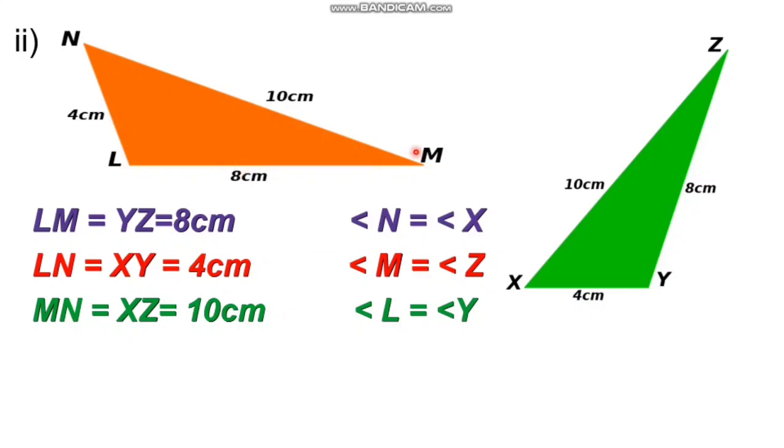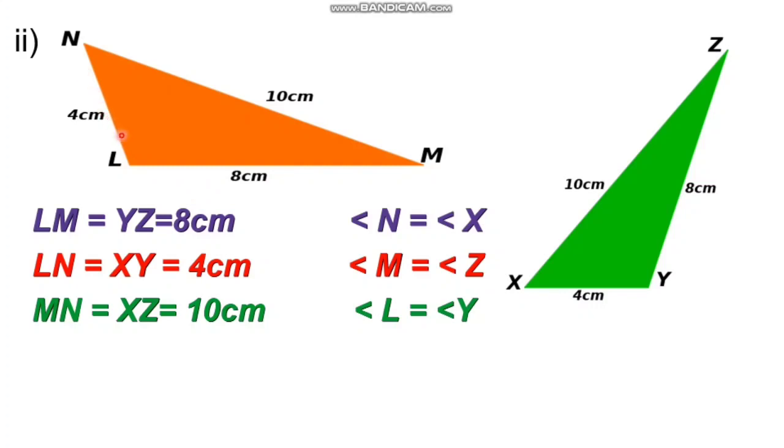Since the triangles are equal triangles, the angles opposite equal sides are equal. Now we are going to write the matching angles or equal angles. Look at LM and YZ equal sides. So it's opposite angles. LM opposite angle N. So angle N is equal to, now YZ. Opposite of YZ is X. So we can write angle N equals angle X.